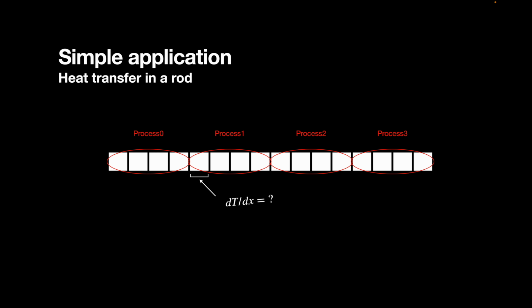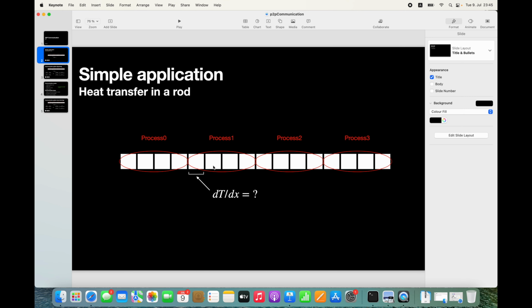Now, let's say you want to know at this specific computational cell what is the driving force of heat transfer. What is the temperature gradient in the direction of x. Assuming that you're going to use, for example, a central scheme, you need information from this neighboring cell, the one after that, and the one before that. So the one after that is okay because it's in the jurisdiction of process number 1. But the one before that is in the jurisdiction of process 0.